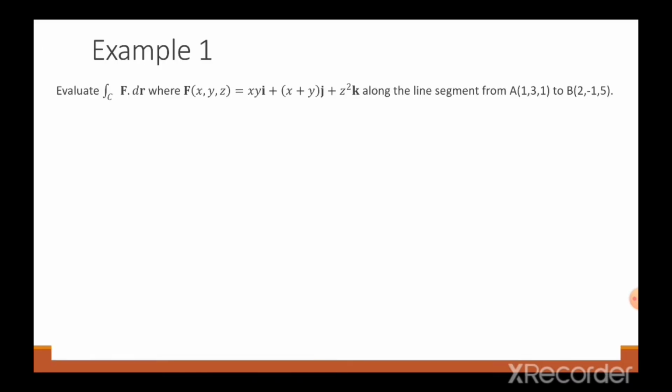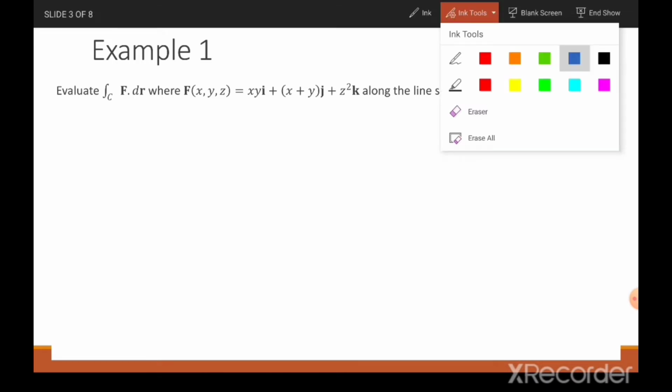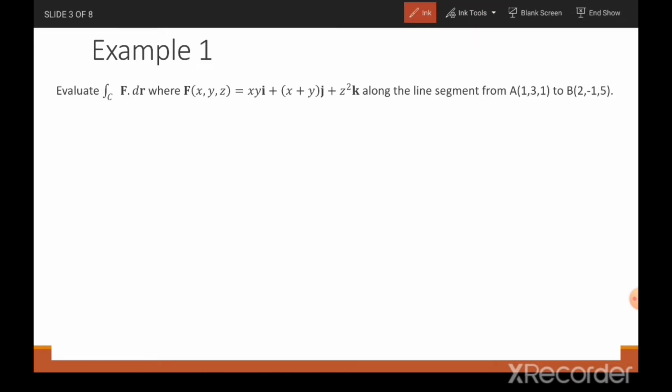So you see one example here: F dot dr where the vector field is given. This is the equation along the line segment from A to B. They are given from one point to another point. So first, what we need to do is a parametric equation. This is the formula for the parametric equation.